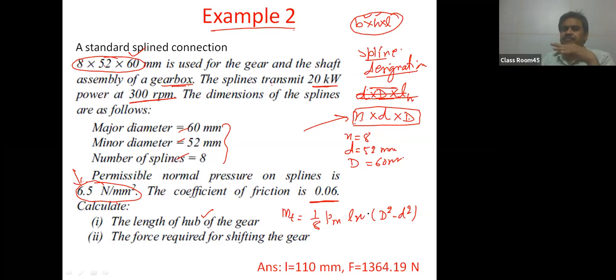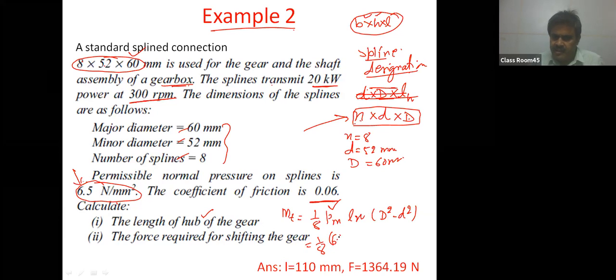have just derived. So just see in this formula, pm is given, it is 6.5. So I can write 1 by 8, 6.5. L is the length of the hub, which is the unknown. Length of the hub we have to find. So it is the unknown. Number of the spline is given 8. Major diameter also given 60 mm. Minor diameter given 52 mm. So right side only L is unknown.